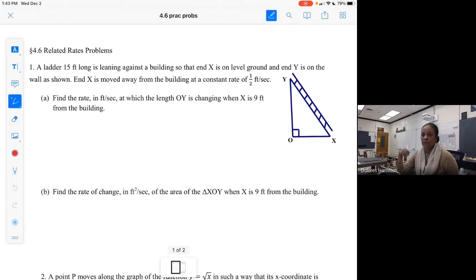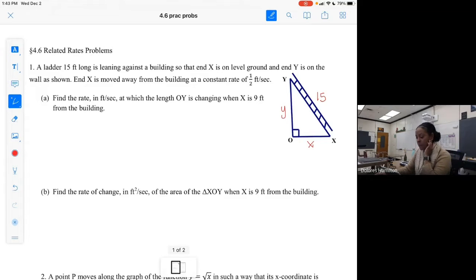We are given this ladder, and it's 15 feet long, and it's leaning against this building so that end x is on level ground. So that's our x, and y is up against the wall. So we've got our x and we've got our y. And then they tell us that x is moving away from the building at a constant rate of 1/2 feet per second. So that's the rate at which x is changing with respect to time, feet per second.